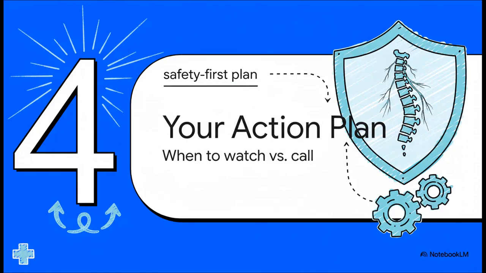So we've learned how to look for patterns. Now we get to what is, without a doubt, the most important part of this whole thing. Section 4, your action plan. This is where we turn that knowledge into real-world safety, by figuring out exactly when it's okay to monitor things and when you absolutely need to make a call.